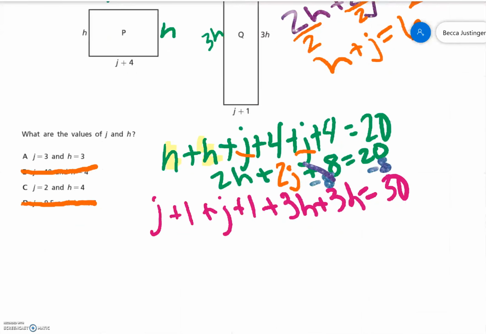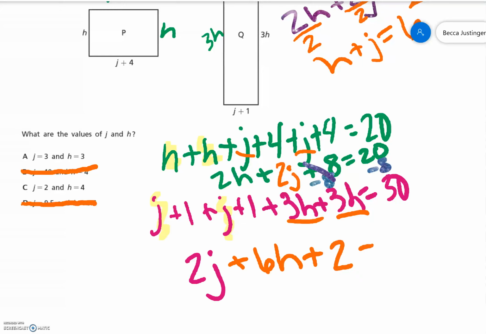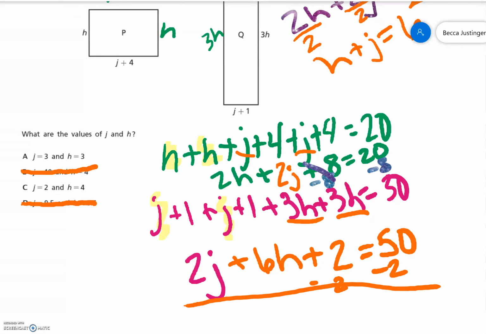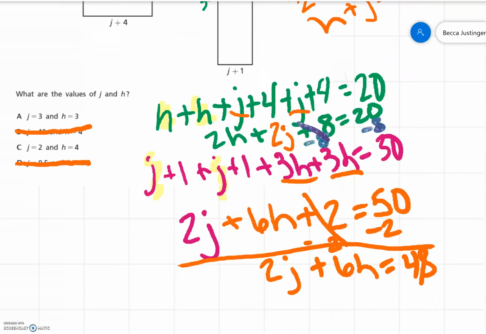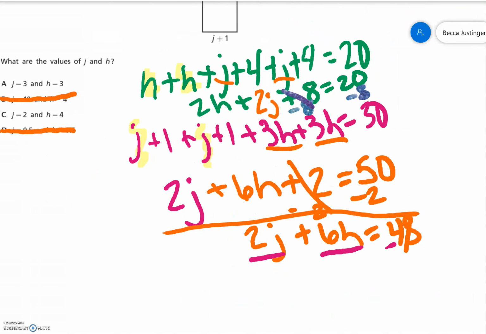Now looking at the next one, I have 2 J's. So I got 2J. I have 6 H's plus 6H plus 2, because 1 plus 1 is 2, equals 50. Subtract 2 on both sides, cancels out. 2J plus 6H equals 48. And then I could divide everything by 2. J plus 3H has to equal 24.